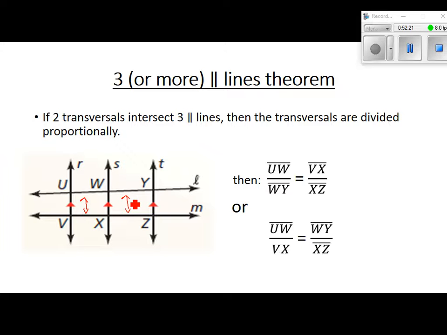What has to be true before we can set up that proportion then? What did they tell us? What given information did we have this time? The lines are parallel, 3 parallel lines. You got to know that first. You know those are parallel, then you can set up the proportion using this theorem.